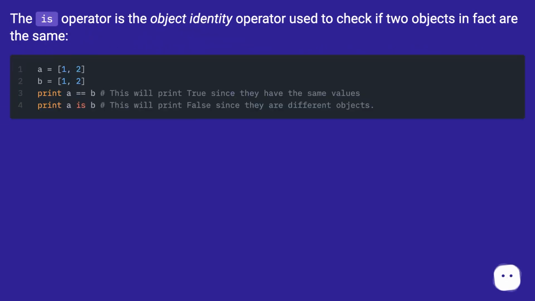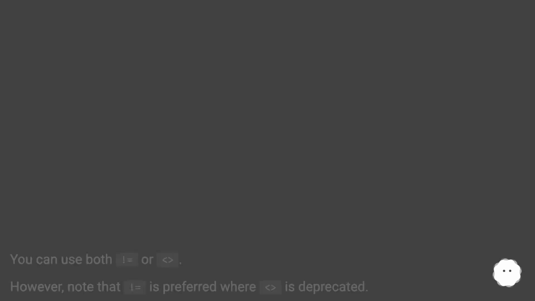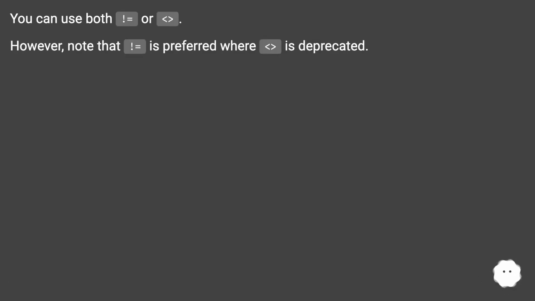The is operator is the object identity operator used to check if two objects in fact are the same. You can use both not equal or is lower than. However, note that not equal is preferred where is lower than is greater than is deprecated.